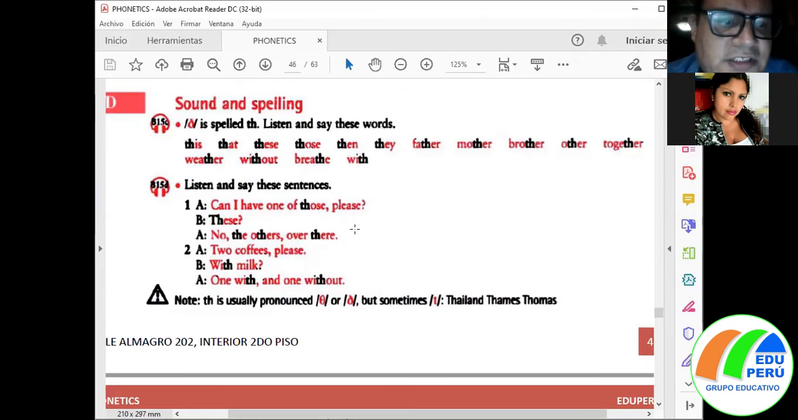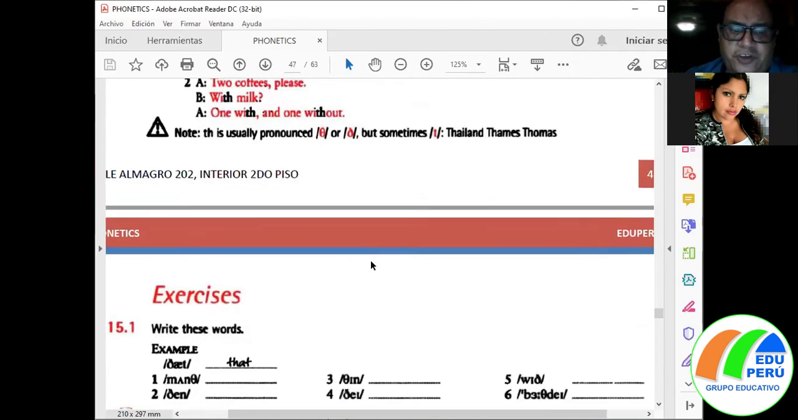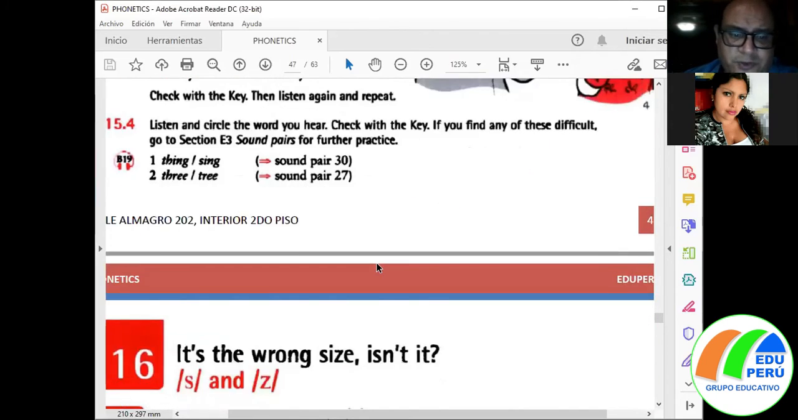Two coffees, please, with milk, one with and one without. One without. So you use the vibration, remember? The vibration, all right?